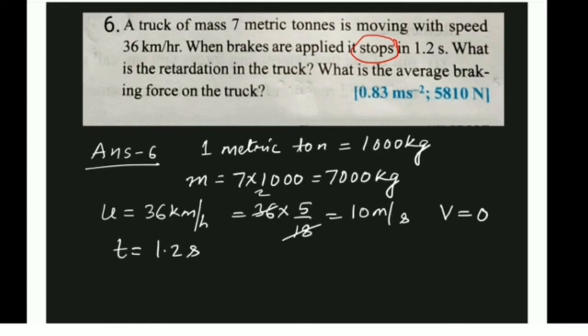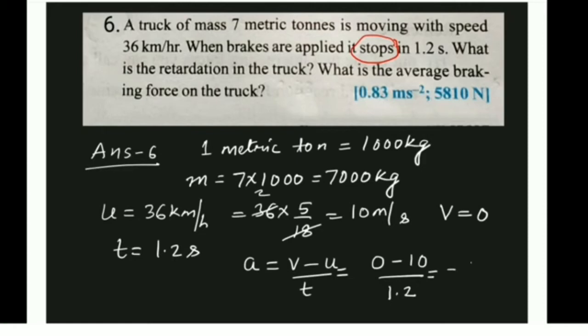Retardation is negative of acceleration. So better we will find out acceleration first. The acceleration formula is v minus u upon t. What is v? 0. What is u? 10, upon 1.2. Now here there is a change in the answer.